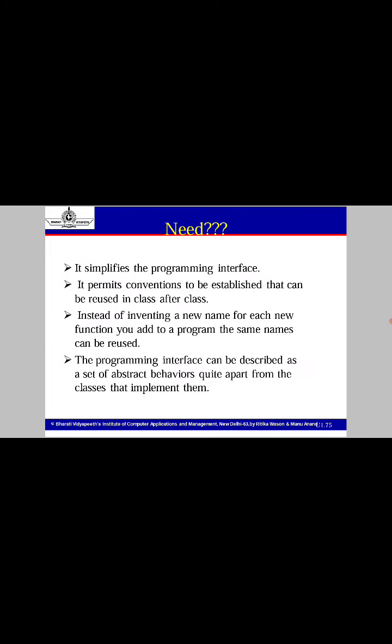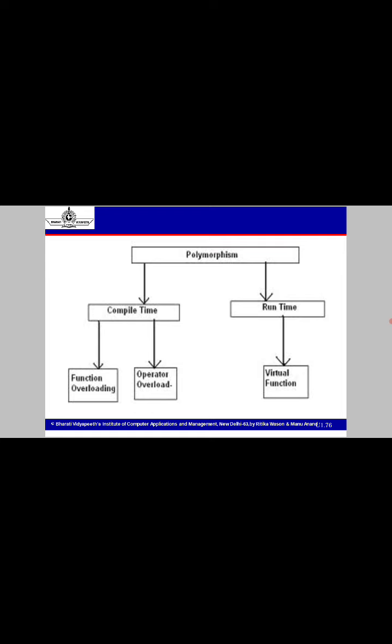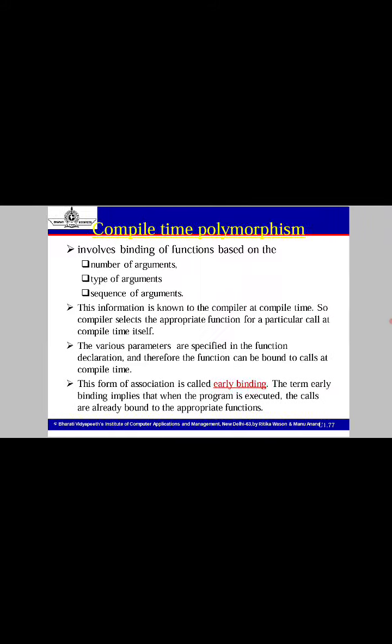So it simplifies the programming interface, and it permits conversions. These are the examples. There are two types of polymorphism, compile time and runtime. Compile time generally has function overloading and operator overloading, which can be used at compile time, whereas at runtime we may use virtual functions.